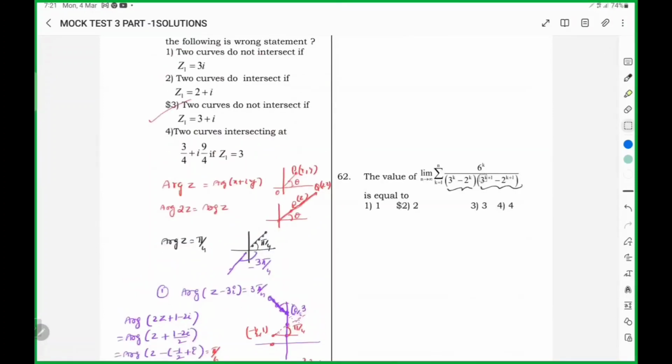Generally, for this type of problem, we should express this function as a difference of two terms. All terms get cancelled out except first and last. After that, once you apply the limit, you can get the required answer. I'm writing it as minus 3 power k plus 1 by.